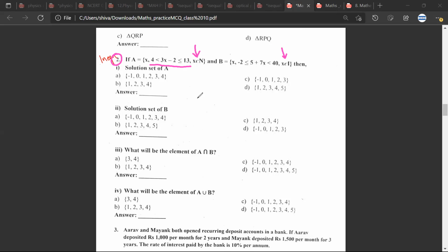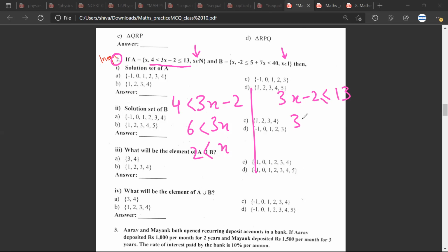So let us tackle this first. 3x minus 2 is greater than 4. So 3x is greater than 6. x is greater than 2. And the other part is 3x minus 2 is less than or equal to 13. So 3x is less than or equal to 15. x is less than or equal to 5. Now, if we look at the number line, x is between 2 and 5. Any doubt?